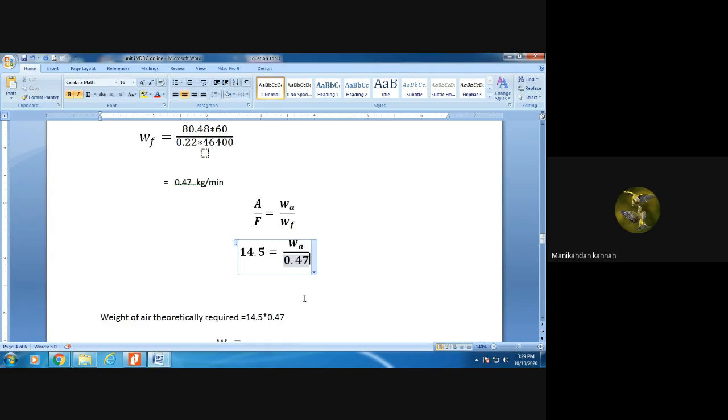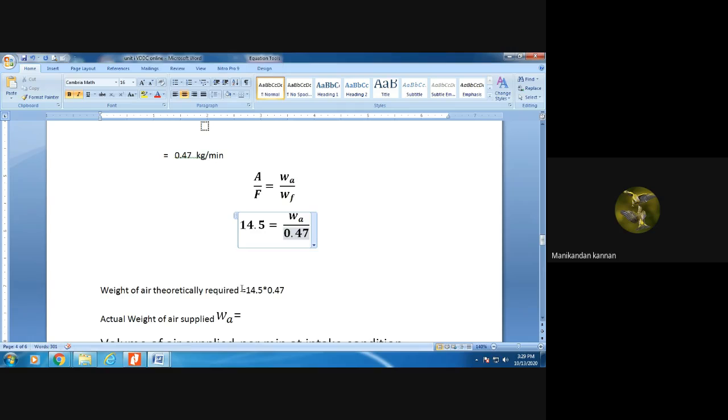Now what you have to do? How to find the weight of air? Even though I'm using weight of air, don't get confused. Unit will not be Newton. It is kilogram per minute. So 14.5 into 0.47. How much? 6.81 kilogram per minute. This is the theoretical air required based on air fuel ratio.